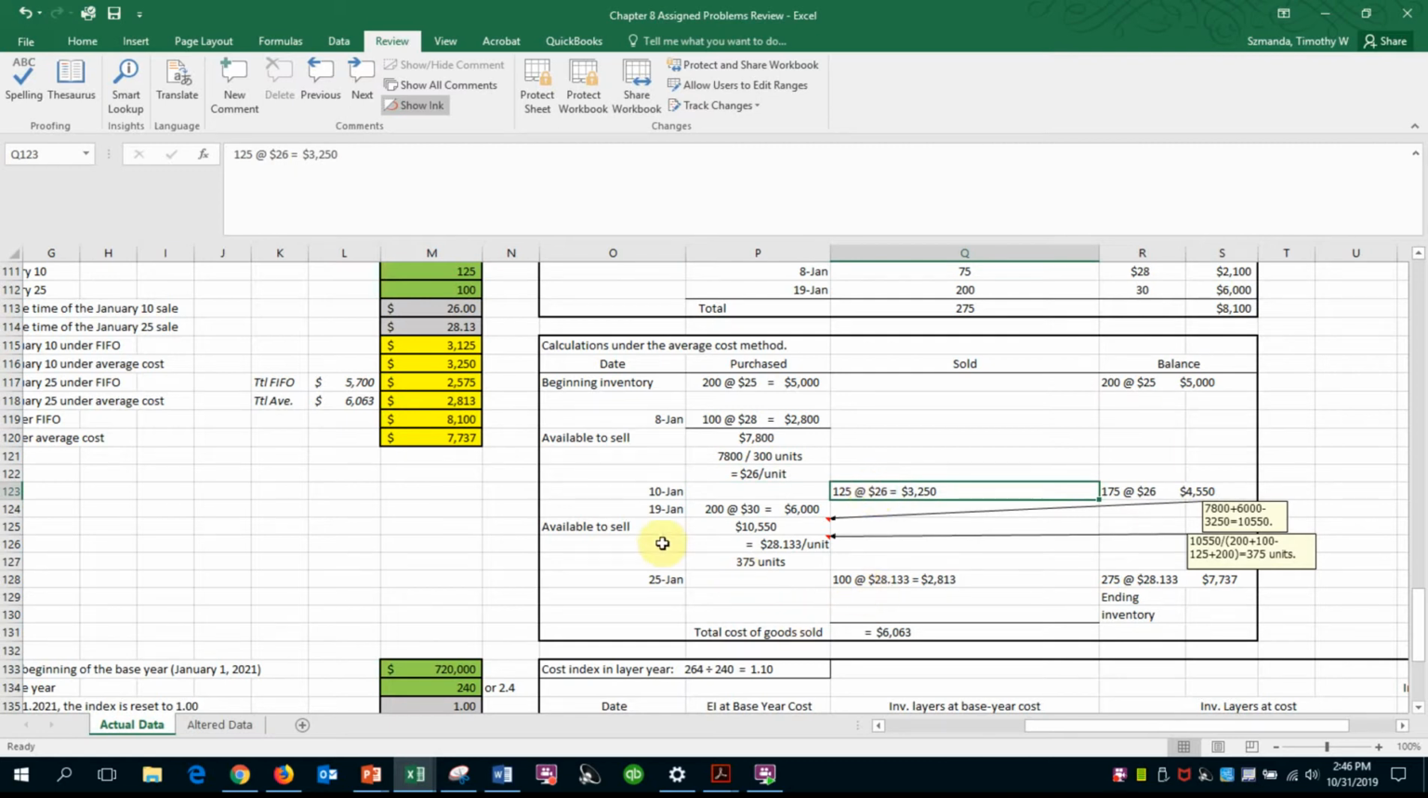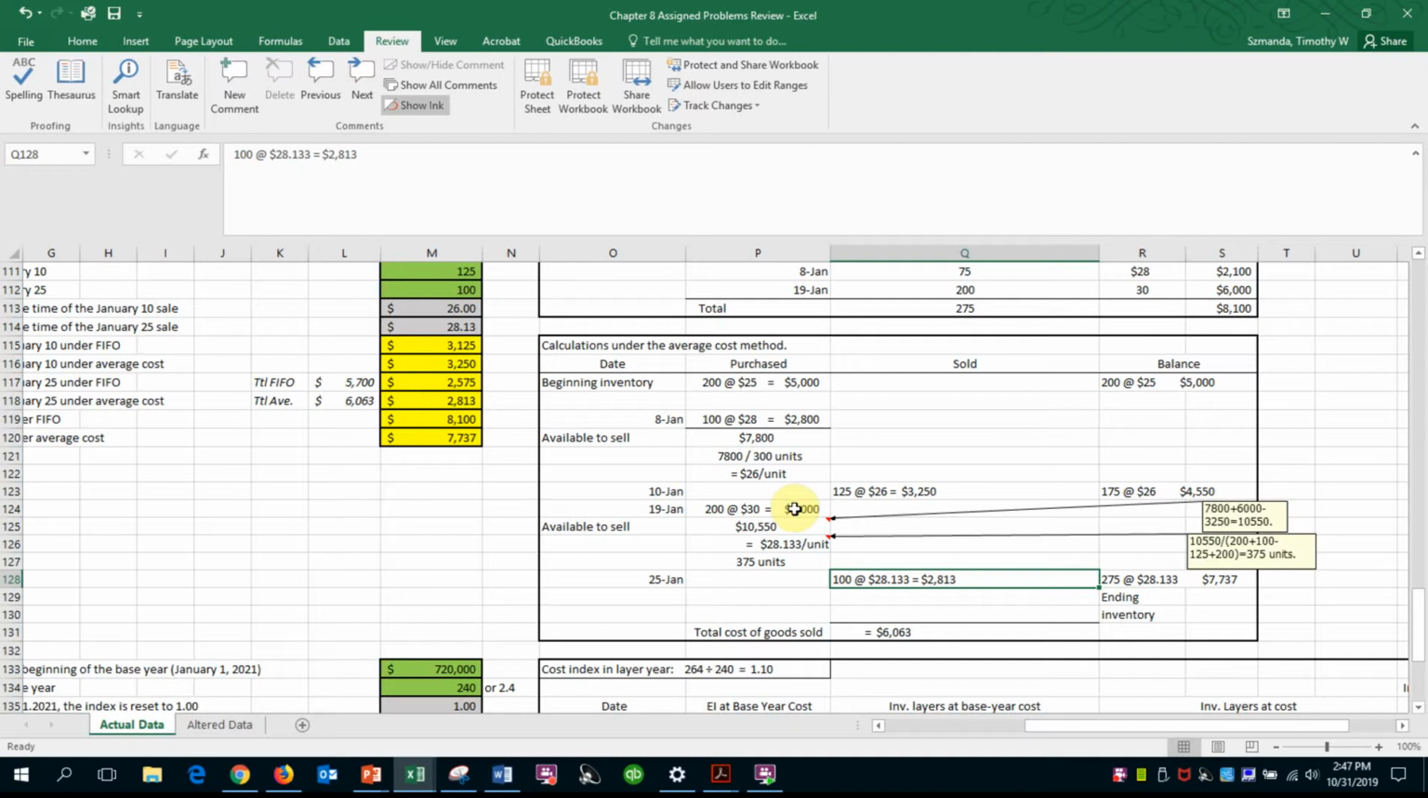And then we repeat that process going forward. So in this case, we had another sale on January 25th of 100 units. So how did we arrive at the $28.13? Well, in this case, again, it's a new calculated average because we had another additional purchase of 200 units at $30 since the last sale. Well, that's going to impact then our average.